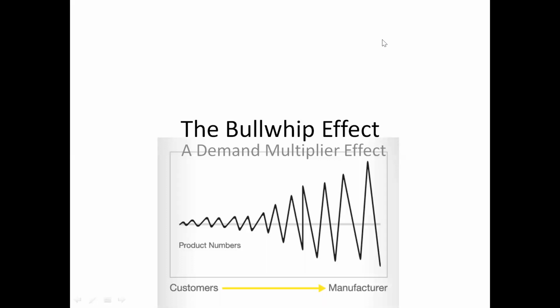This is also called a demand multiplier effect. As you can see on the screen, we have customers on the left hand side and manufacturer on the right hand side. So basically, the demand is traveling from customers all the way to the manufacturer. And as the demand travels, you can see in the above line that the product numbers keep on increasing from the customer's end all the way to the manufacturer's end. So this is what is called bullwhip effect. We'll talk about it in a bit. Let's move on to the next slide.